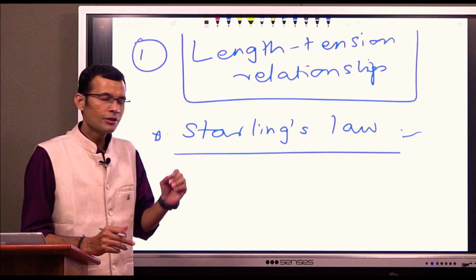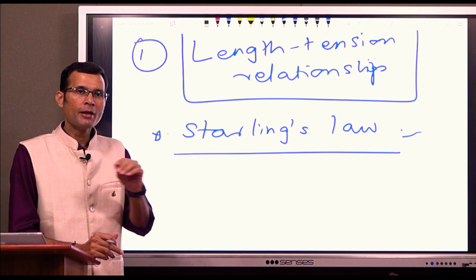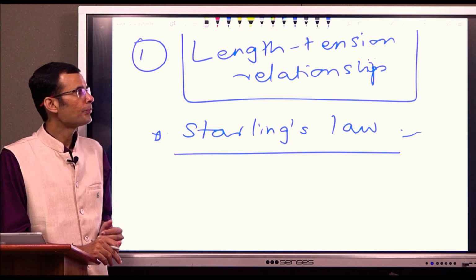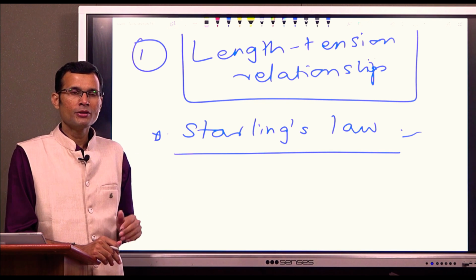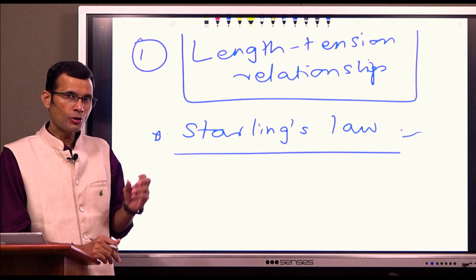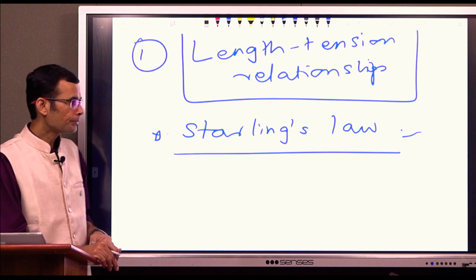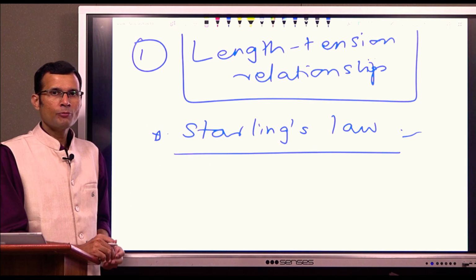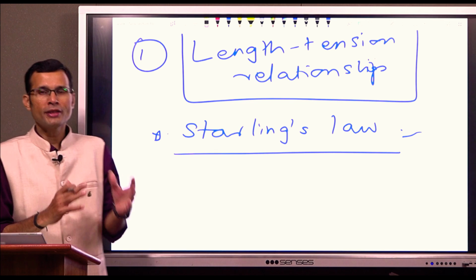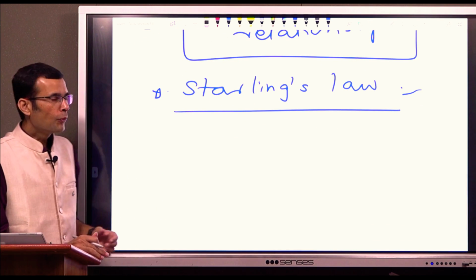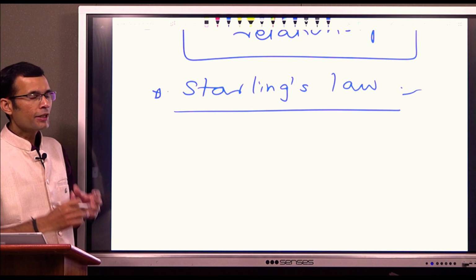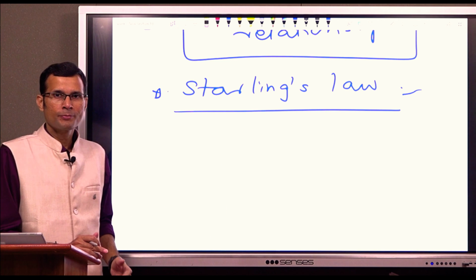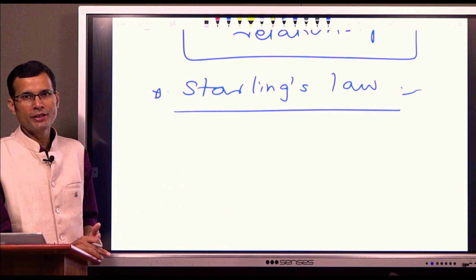So, length of what? Length of the entire muscle, or the length of the muscle fibers in it, or inside each muscle fiber there are basic units of the muscle called sarcomeres, the length of the sarcomere. It governs the tension generated in the muscle when the muscle contracts. Starling's law says that within physiological limits, the greater the initial length of the muscle, the stronger will be the contraction and the greater will be the tension generated.